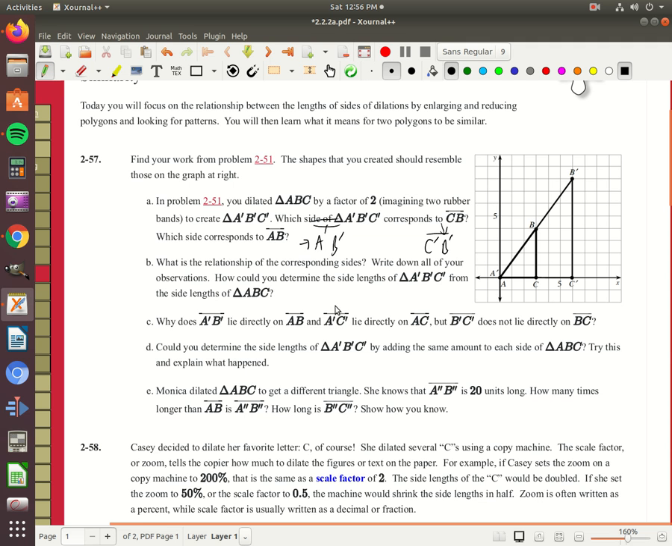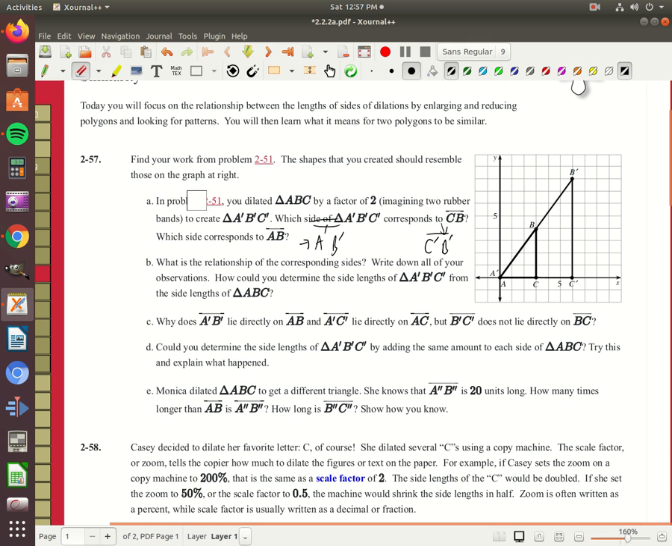Part B says, what's the relationship of the corresponding sides? Write down all of your observations. How could you determine the side lengths of A prime, B prime, C prime from the side lengths of ABC? Well, here's one thing I noticed. I noticed these lines are parallel, or actually the same line, right? Well, the same line is parallel to itself. These lines are parallel. So BC is parallel to B prime, C prime. AC is definitely parallel to A prime, C prime because it's the same line, right? And the same is true for AB and A prime, B prime. So I definitely have parallel lines.